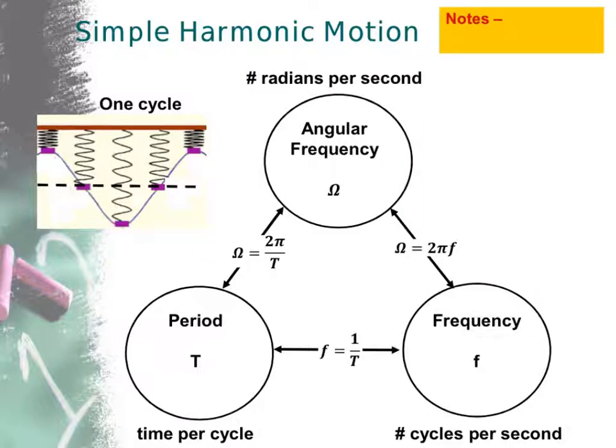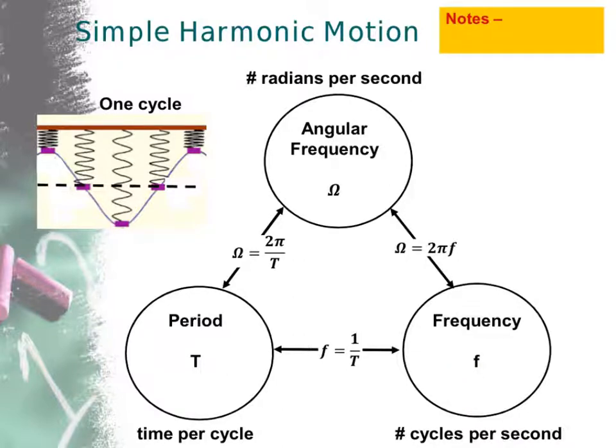Another term that you're going to run into is what's called frequency. Now, frequency is the number of cycles you complete in a second. Angular frequency is the number of radians you complete in a second. But frequency is the number of whole cycles you complete in a second. So if in 1 second I were able to complete 5 of these cycles, 1, 2, 3, 4, 5, then my frequency would be 5 cycles per second.